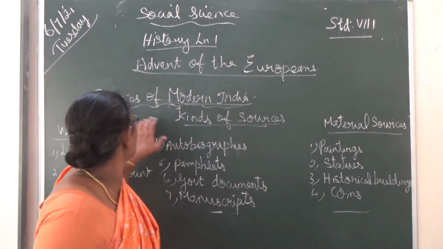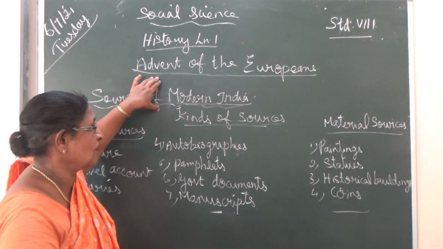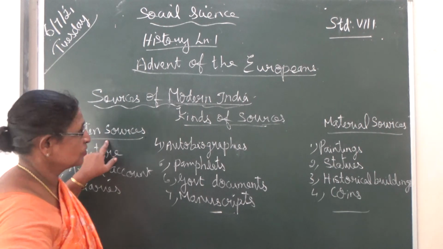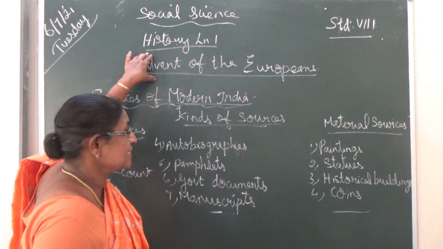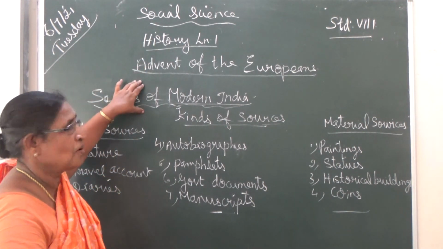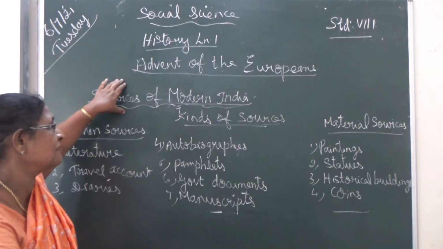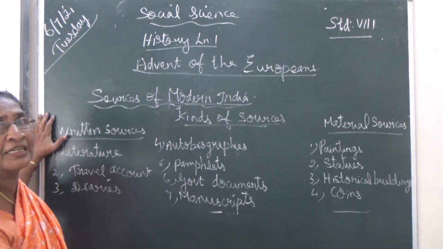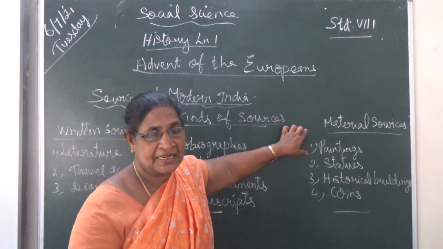The sources of modern India are classified into two: written sources and material sources. The first heading is Advent of the Europeans, and another is the sources of modern India. Under this subheading, sources means evidence. So these sources are divided into two: written sources and material sources.